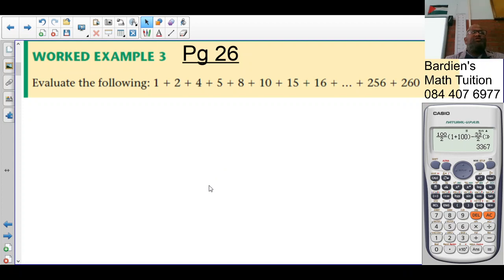So in example 3 on page 26, again they ask you to evaluate the following. You've got 1, 2, 4, 5, 8, 10, 15, 16, 25, 6, 2, 60. What do you notice here? 1, 2, 4, 5. What is missing? 3 is gone. 6 is gone. 7. 9.